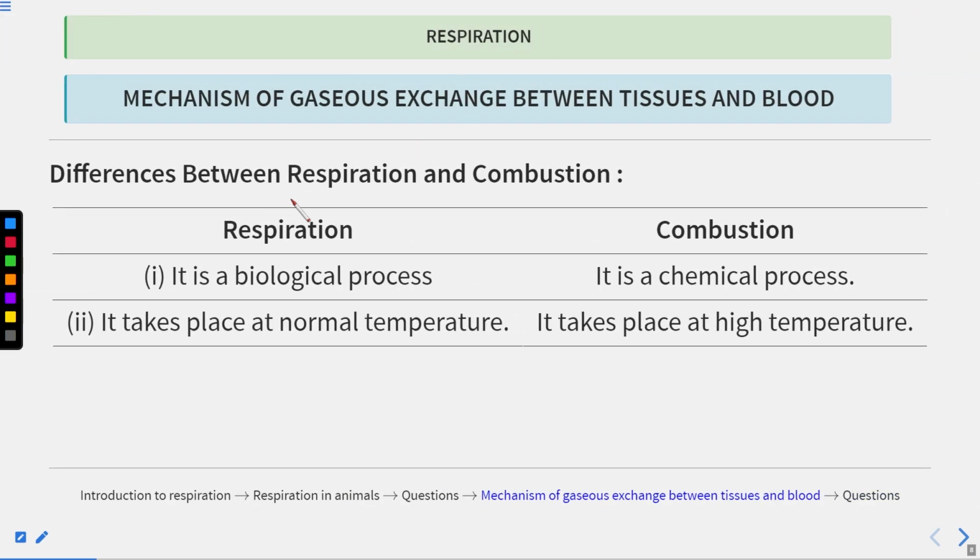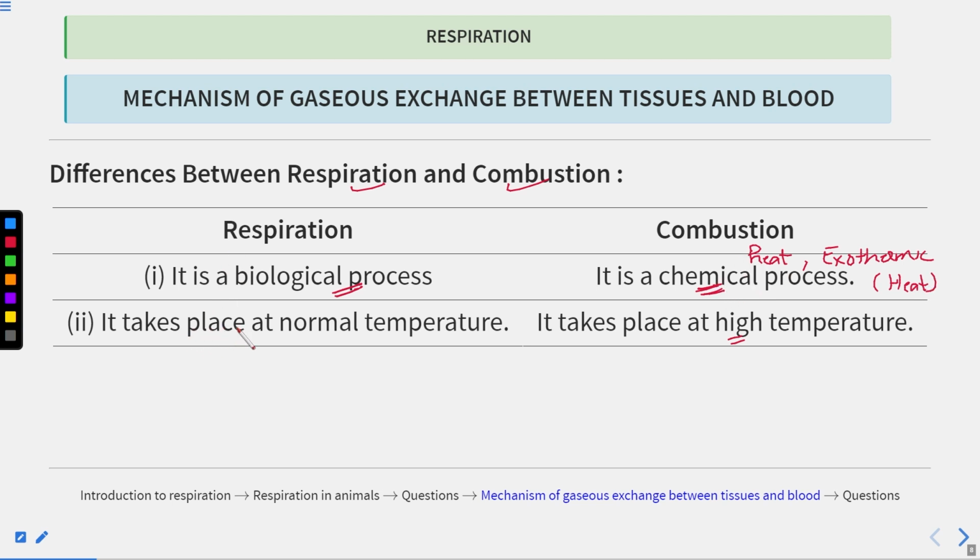Now again, let's see a difference between respiration and combustion. So what are the differences between respiration and combustion? First, respiration is a biological process, whereas combustion is a chemical process. So why is it a chemical process? Because there is the release of heat here. Alright, here there is a release of heat and it takes place at high temperature. Okay, and it is also an exothermic process, means energy is released in the form of heat. So combustion is a chemical process.